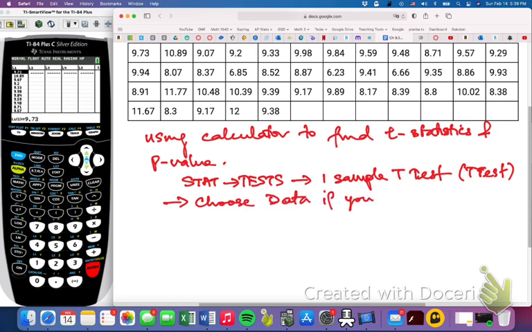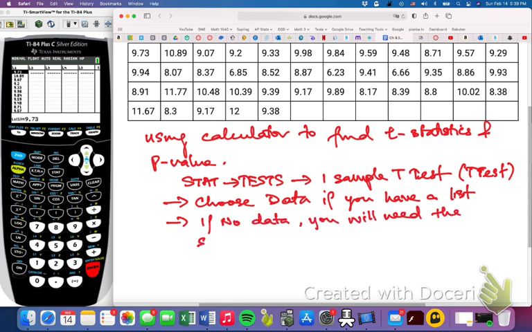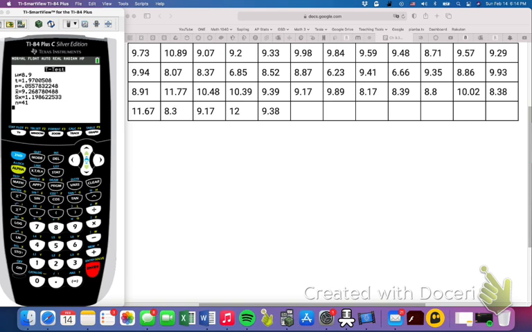So yes, choose the data if you have a list, all right? If you do not have a list, then you will need to use the sample statistics, right? So let me show you again. Now if you choose stat, test, t-test. Now notice this. If you're not using data, if you do not have it in a list, and you press stat, you have to input everything yourself. So here we go, and the population mean is 8.9.